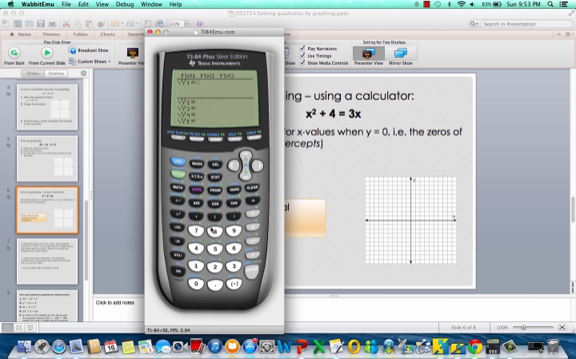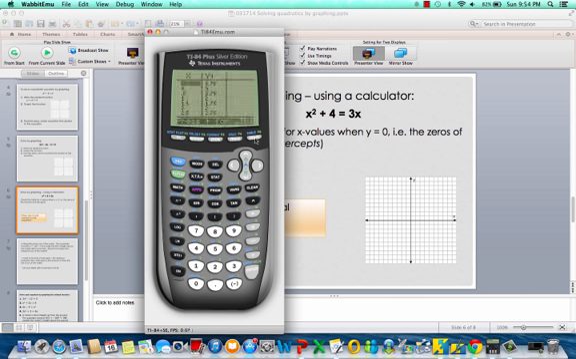So I'm going to plug in my equation. I've got x squared minus 3x plus 4, and I'm going to go ahead and graph that function. And it's exactly what we expected. We've got a smiley face parabola with a vertex that is a minimum, and it's above my x-axis. Therefore, I have no real zeros.